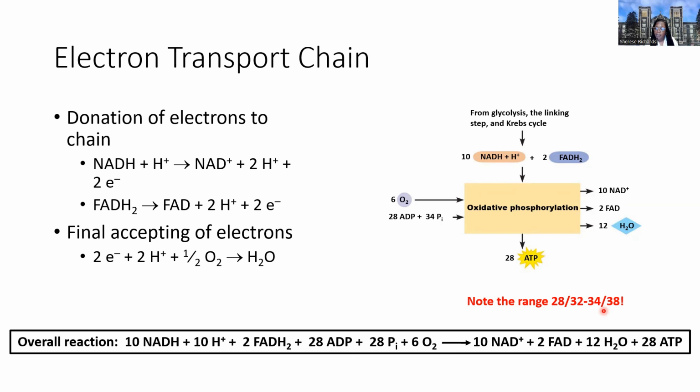So 2 net from glycolysis, and then 2 from acetyl-CoA being involved in the Krebs cycle, which will yield 4. So of the 38, 34 come from oxidative phosphorylation and 4 come from substrate level phosphorylation. And if you look at the other range of this, that will be 28 out of the total 32. But what I'm going to test you on and what you need to know for exam purposes is the 38 number, and then 34 of that 38 coming from oxidative phosphorylation.